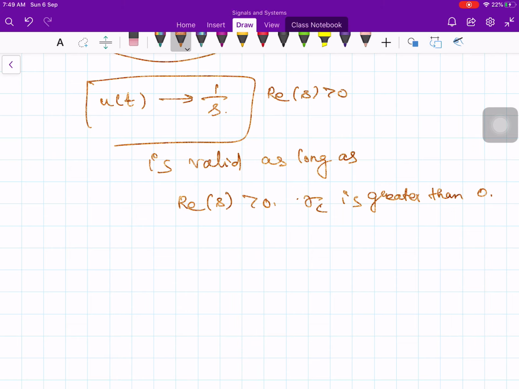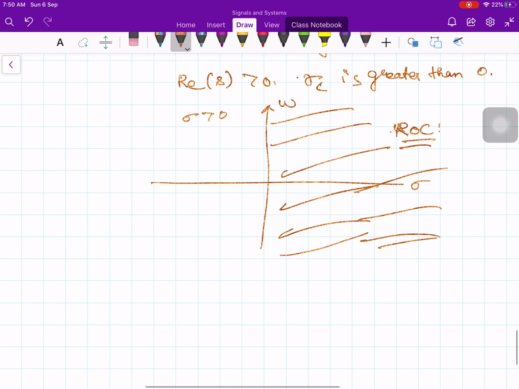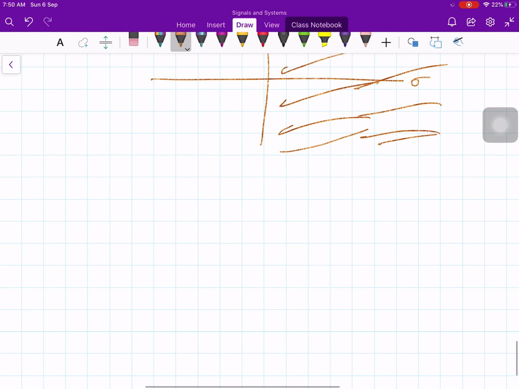Therefore, if you find the region of convergence, then this is sigma and this is omega. So sigma is greater than 0. That means what? This is the region of convergence for your u of t, ROC. So the entire right half S plane, that is your region of convergence. Okay. Now let's move on to the next example.